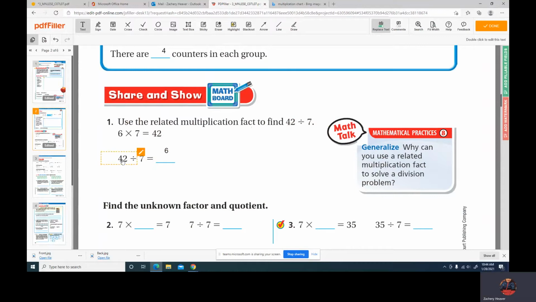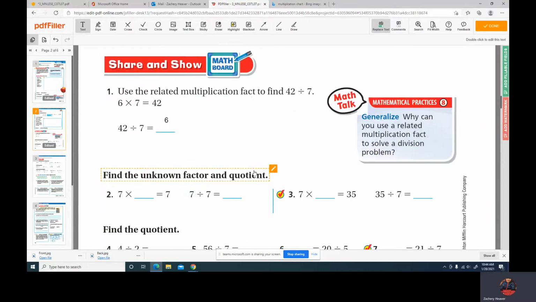We also know that if we did 42 divided by 6, it would equal 7. I'm not going to try to change it. So 42 divided by 7 equals 6. 6 times 7 equals 42. You see it right there.